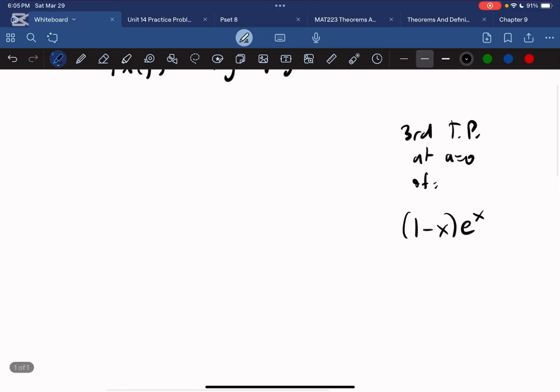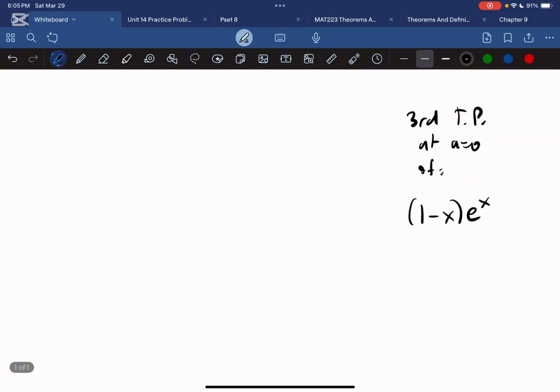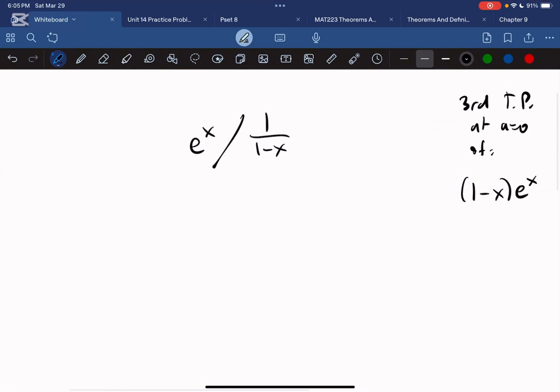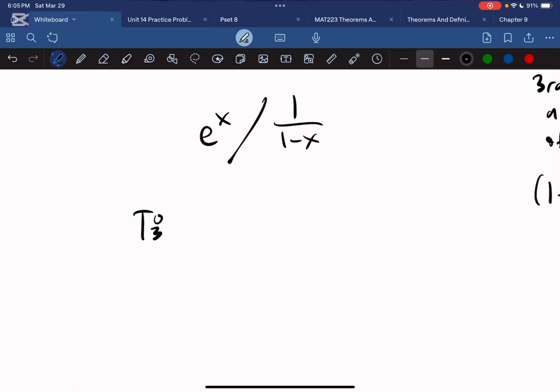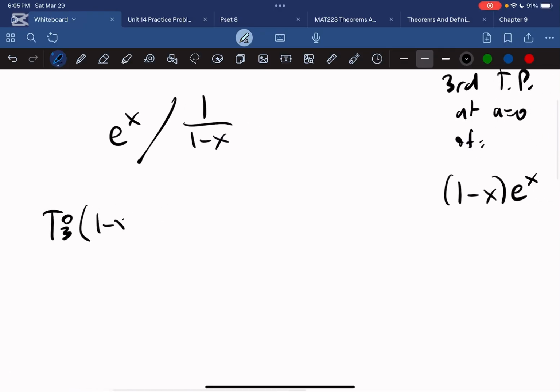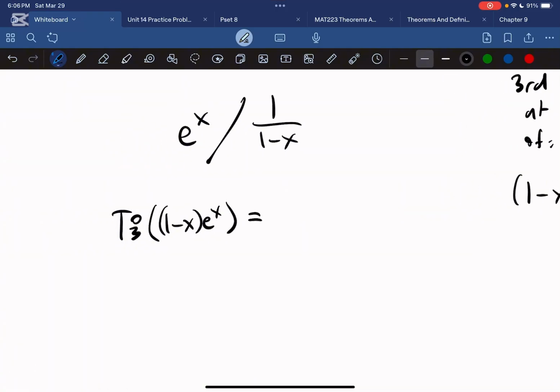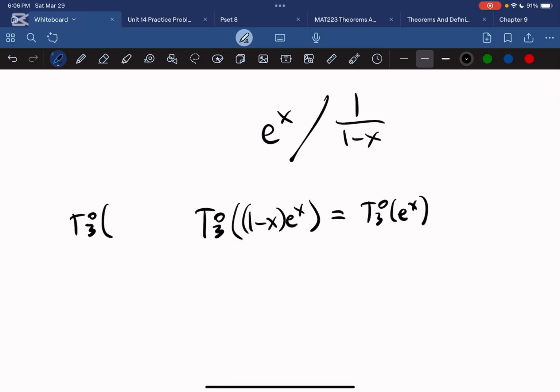Okay, so what we should see is that we have two series. We have e to the x, and we have 1 over 1 minus x. And basically what we did was divided this one by this one. All right. So now we can rewrite this series. So let's write this out. Of 1 minus x e to the x, we can write this as the third Taylor polynomial of e to the x divided by, so let's move to the other side, 1 over 1 minus x, right?